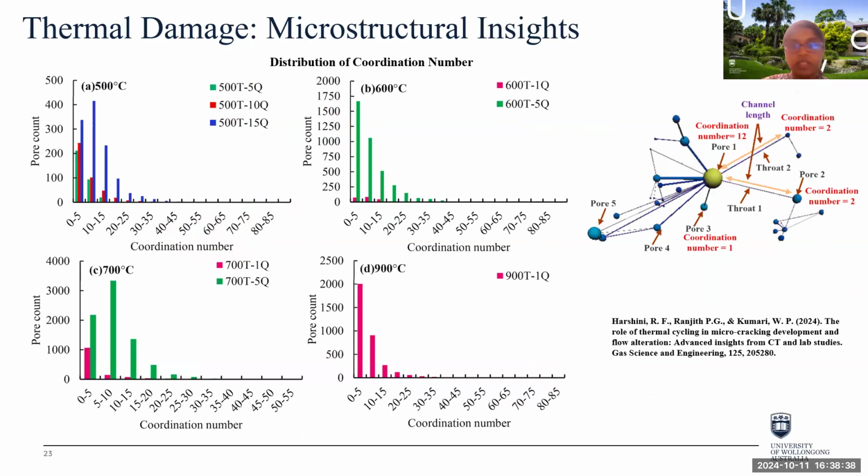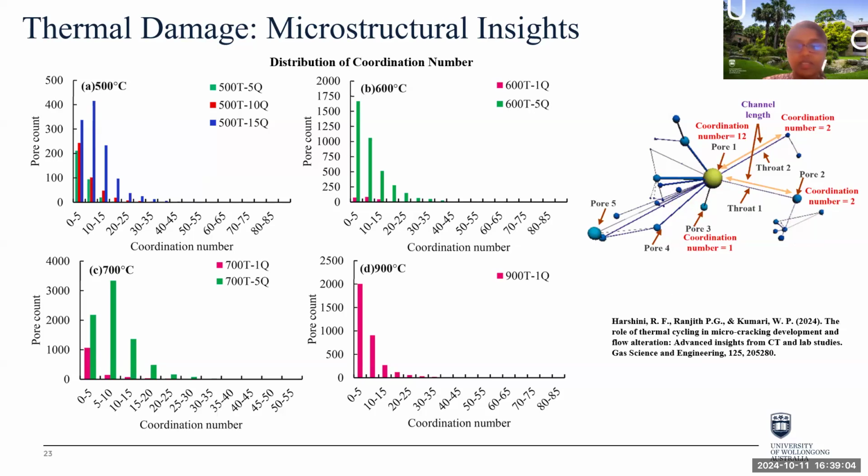The coordination number in the context of pore network models refers to the number of throats connecting to a single pore. A higher coordination number indicates that a pore is connected to many throats, which enhances fluid connectivity and improves pathways for transport, making the system more permeable.